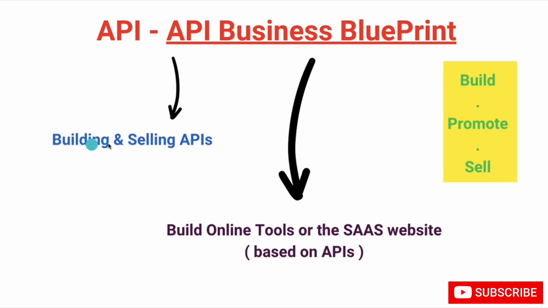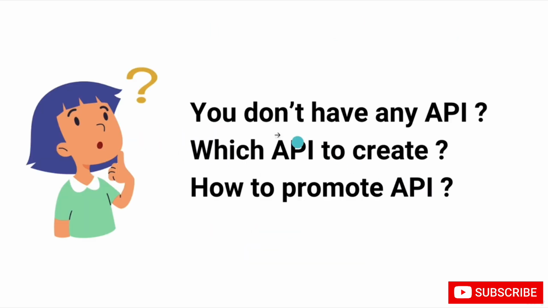By using method 1, you may face a lot of questions as well, like you don't have any API, which API to create, how to promote, everything. These are all the doubts which you are going to have, but do not worry, we are going to provide you the exact solution which you need to do. Step by step solution will be provided to you, how to get ideas on which type of API to create, how to sell that API. Each and everything will be taught to you inside this course. You just need to watch from start to end.